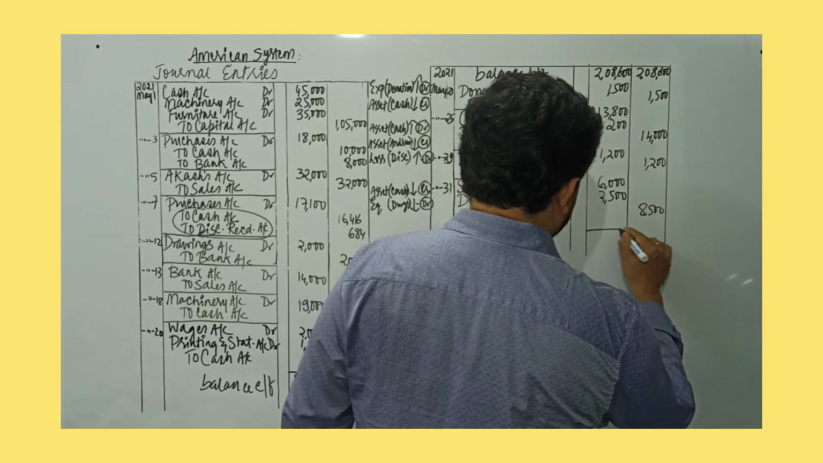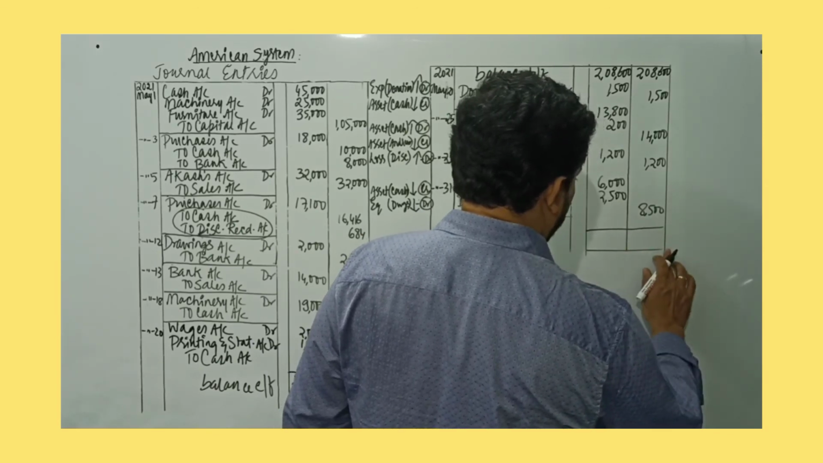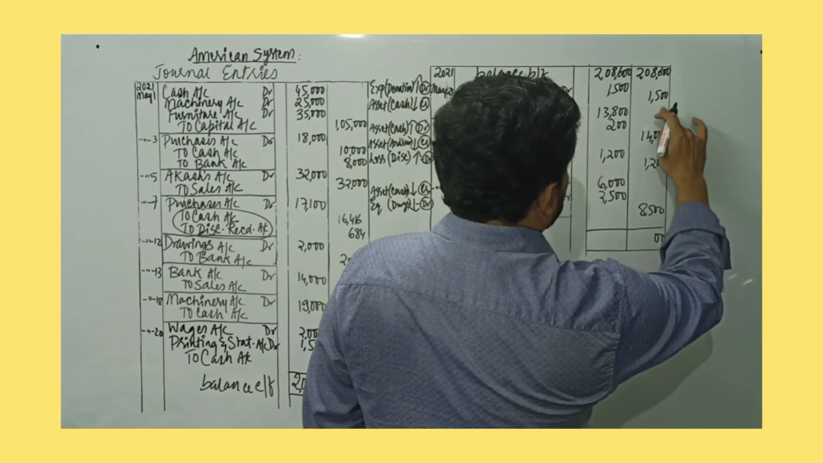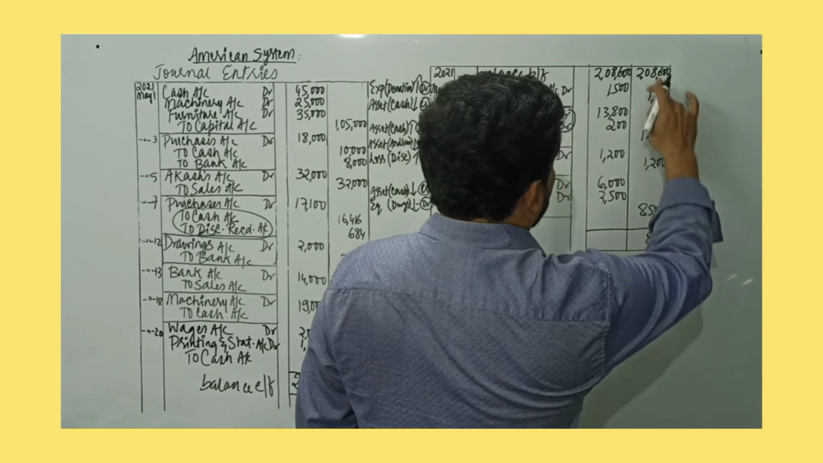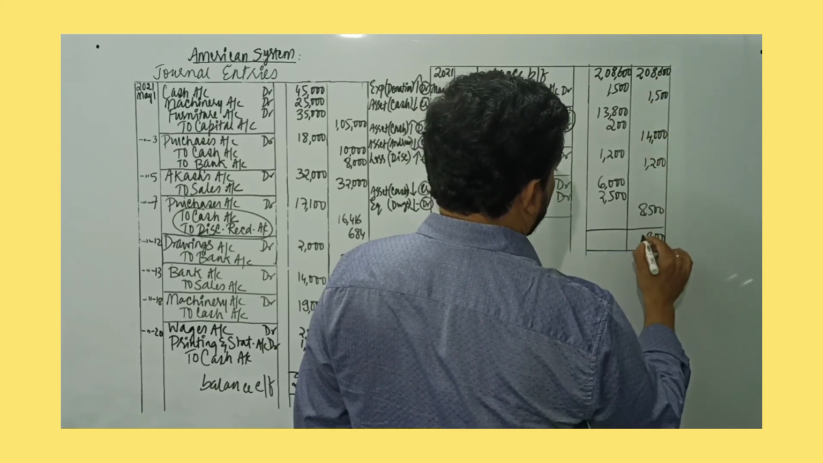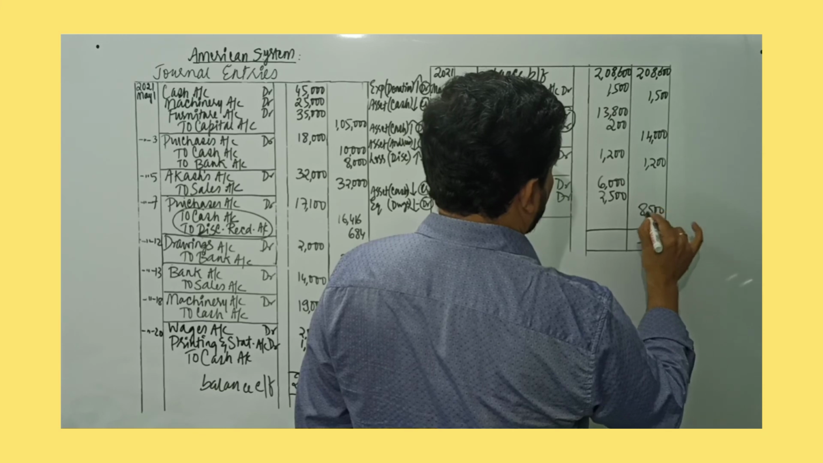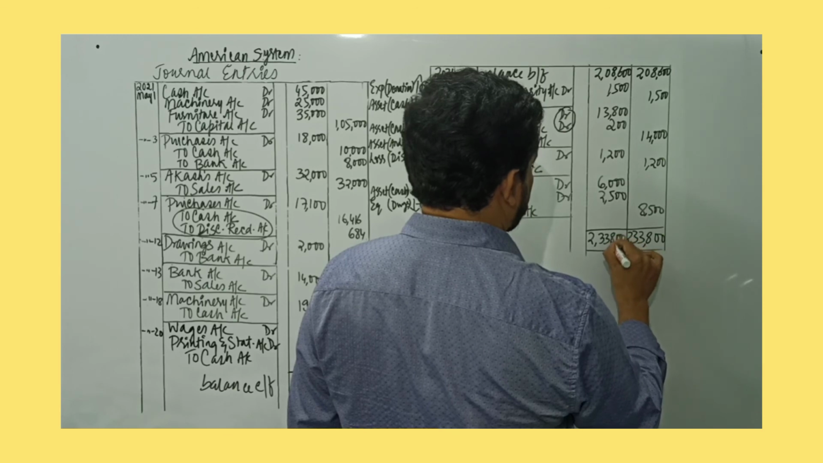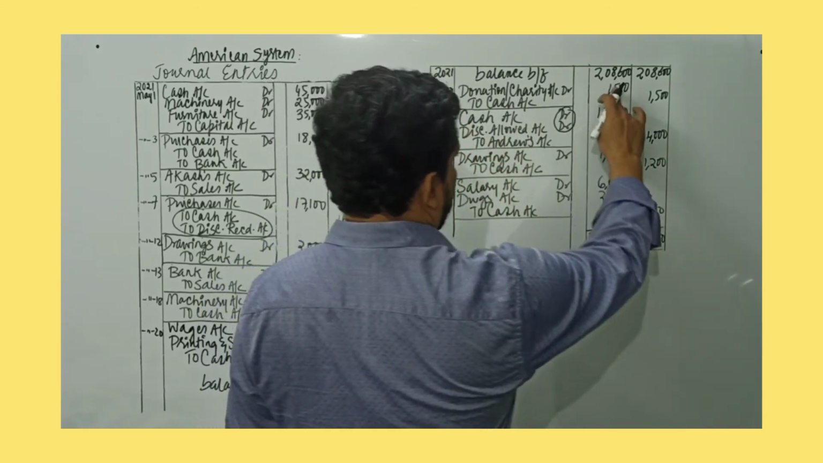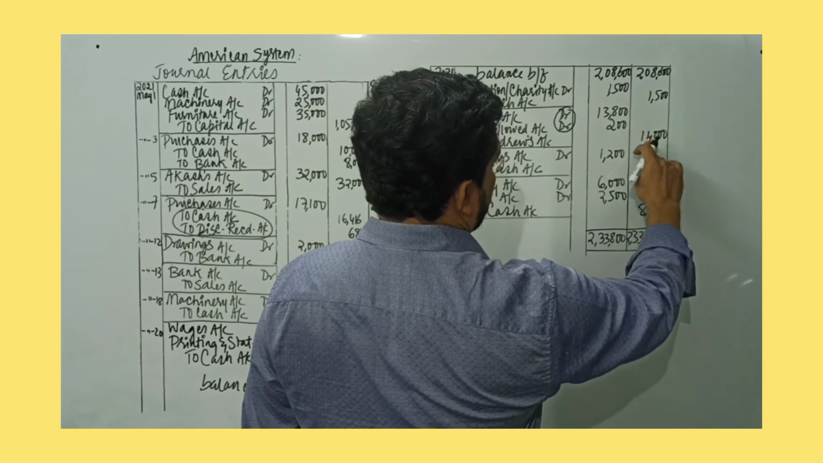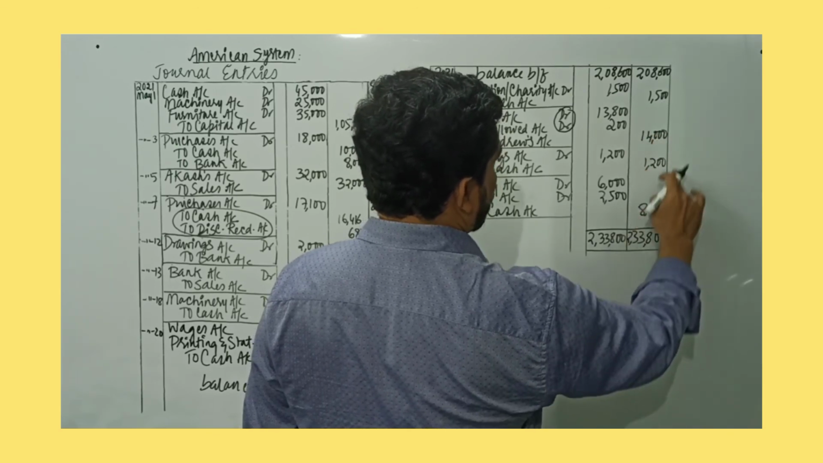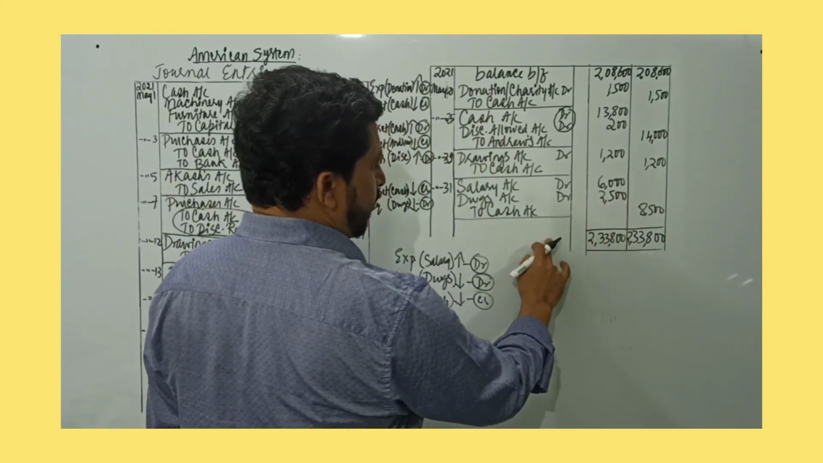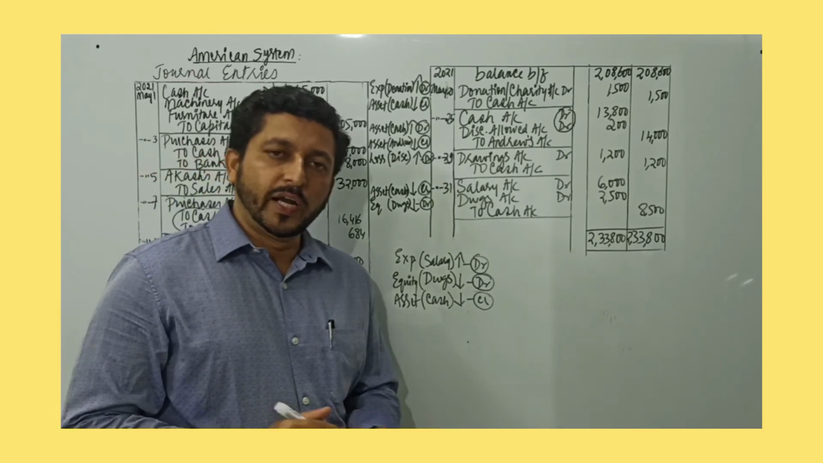And at the end, as usual, we need to find the total of the debit and the credit amounts. So the total would be 2,33,800. If you want, you can record the total; you need not write the word total.